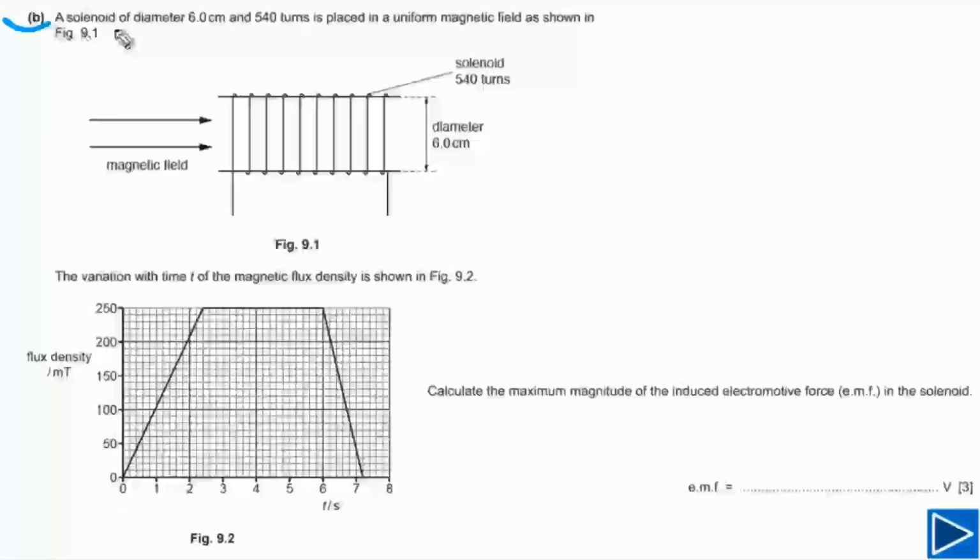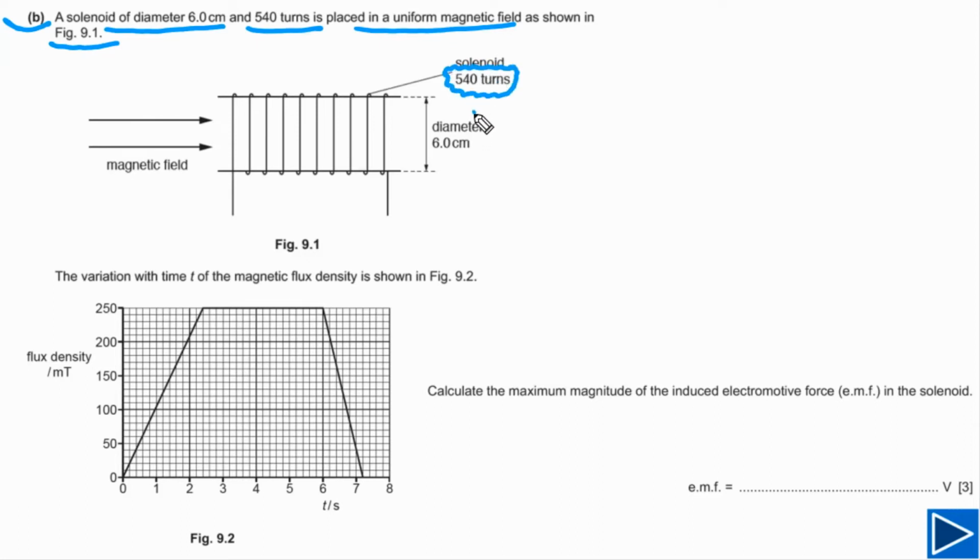For part B, it is given to us a solenoid of diameter 6.0 centimeters and 540 turns is placed in a uniform magnetic field, as shown in figure 9.1. This coil has 540 turns and the diameter of this one is 6.0 centimeters. If you look at the cross-sectional area of this solenoid, we can draw the area normal vector. So this is the area normal vector and this is B, magnetic flux density. And the angle between these two is equal to 0 degrees. So theta, between A and B, is equal to 0 degrees.